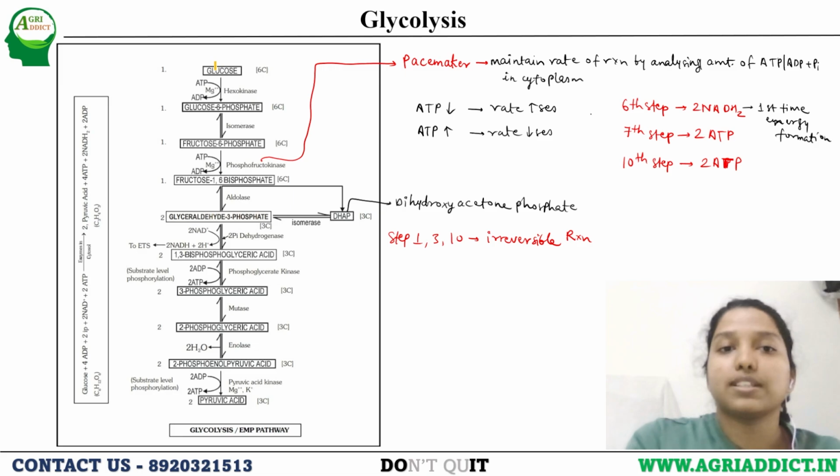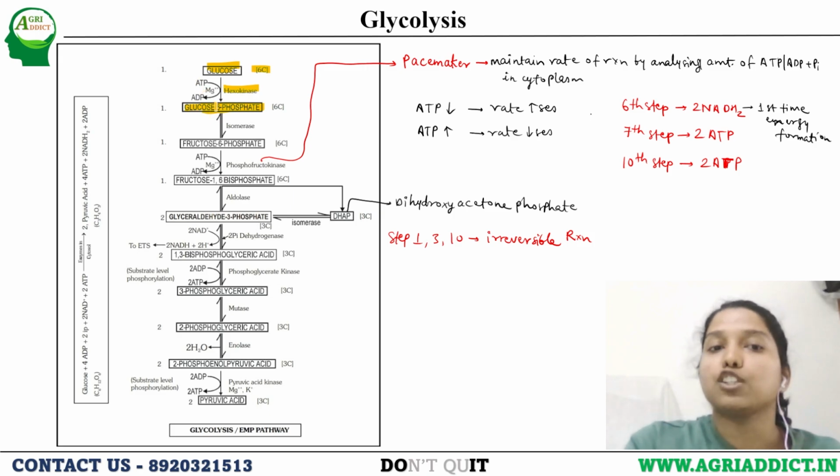Glucose is there, which is a 6 carbon compound. Here one ATP is being used in presence of hexokinase. This glucose is getting converted into glucose 6-phosphate. One phosphate is added to the 6th carbon of glucose, and this phosphate came from the ATP which is being used. Now this glucose 6-phosphate in presence of isomerase enzyme is getting converted into fructose 6-phosphate, which is also a 6 carbon compound.